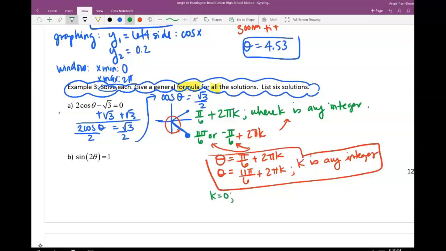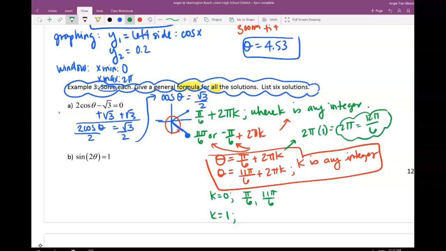When k is 0, then I have pi over 6 and 11 pi over 6, okay? How about when k is 1? When k is 1, then remember, 1 is really 2 pi times 1, which is 2 pi. But I need to add it to the denominator of 6. So the first thing I'm going to do is convert that into 12 pi over 6. So now I'm just going to go, hey, what if I add 12 pi over 6 to this? So now I have 13 pi over 6.